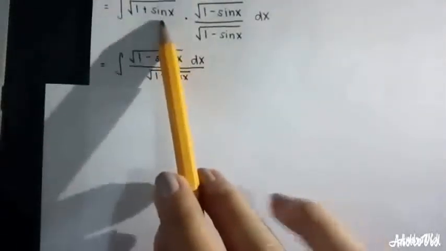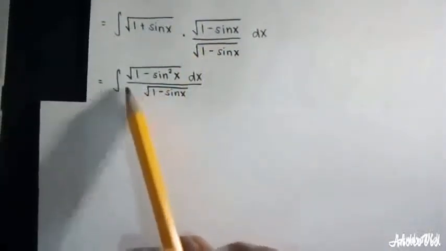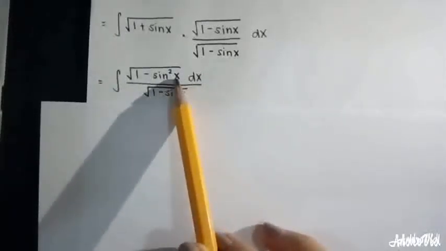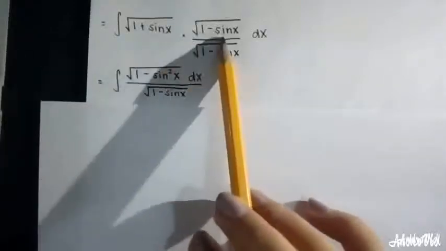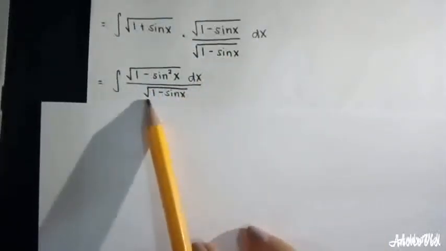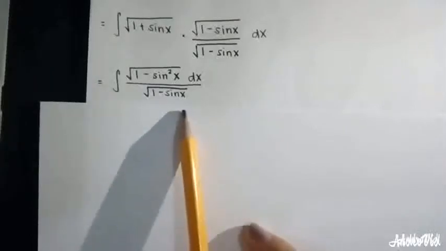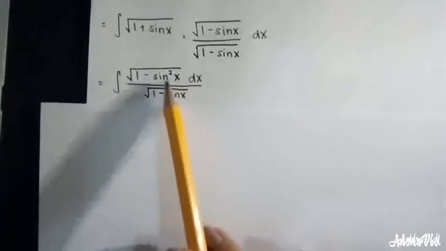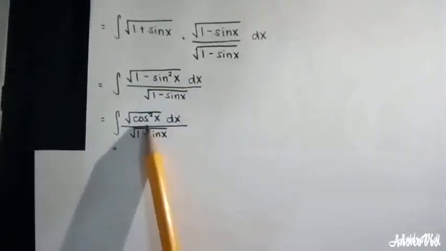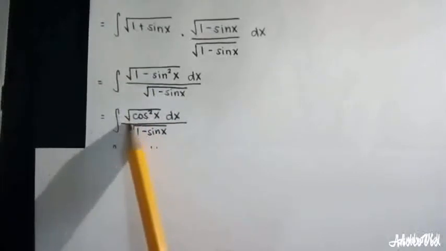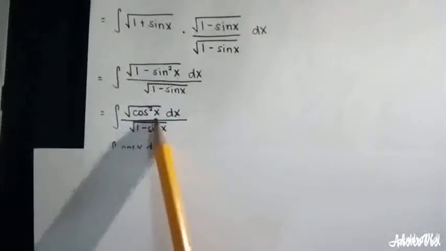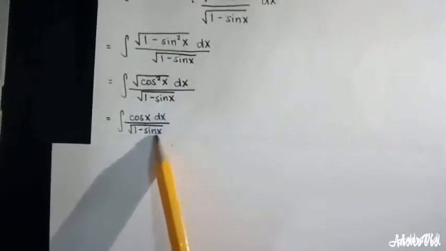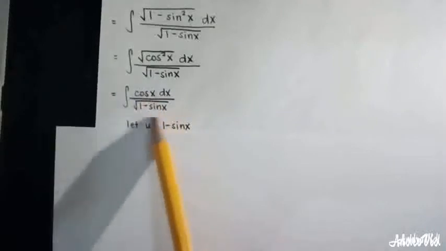From here, when we multiply this, we obtain the square root of 1 minus sine squared x dx, which is the difference of two squares, all over the square root of 1 minus sine x. We can see that there's an identity here. 1 minus sine squared x is just equal to cosine squared x. So performing the square root of cosine squared x, that would be equal to cosine x dx. So this is what we get.